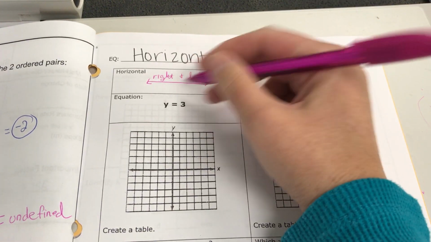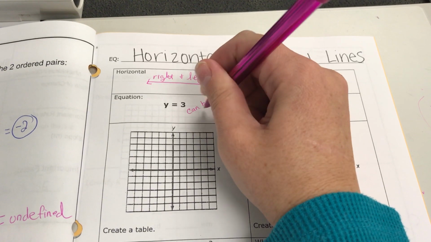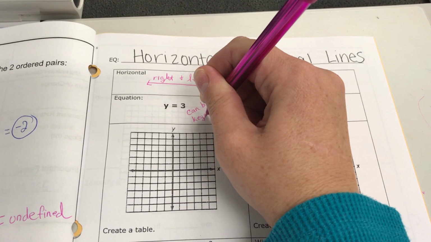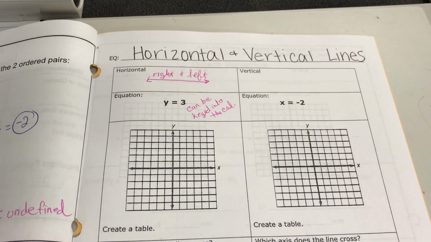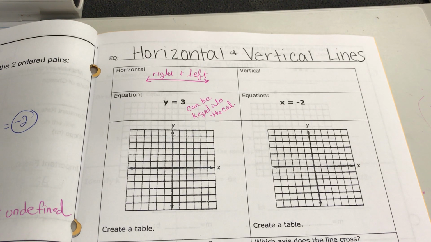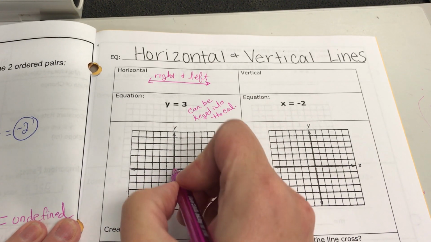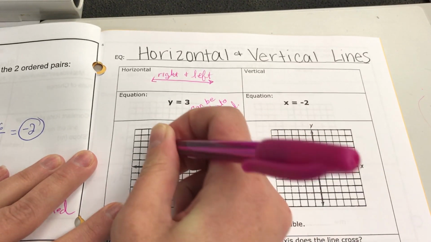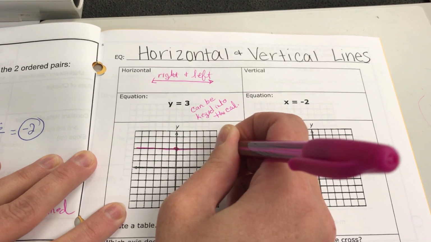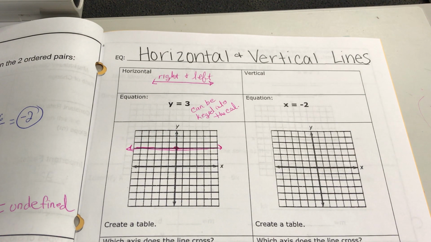This type of equation, a horizontal line, can be keyed into the calculator. And I'll show you that in just a second. Now, the way that you graph a horizontal line, if y equals 3, you go up 3 on the y-axis. 1, 2, 3. And you make a horizontal line. So you graph a horizontal line through the 3 on the y-axis.